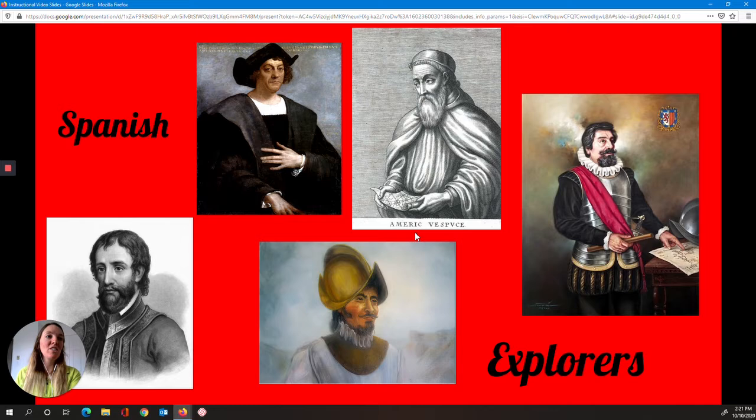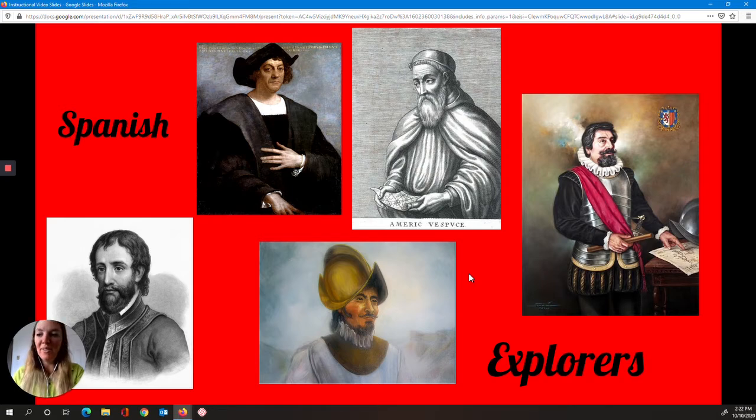So here's some of the Spanish explorers: Christopher Columbus and Amerigo Vespucci, Juan de Ponce, Hernando de Soto, and Francisco Vasquez. These are guys that all contributed to finding North America and starting to get it colonized and settled. And these are all part of the people that were the Spanish explorers. And you'll learn about in the lesson why they decided to become explorers.